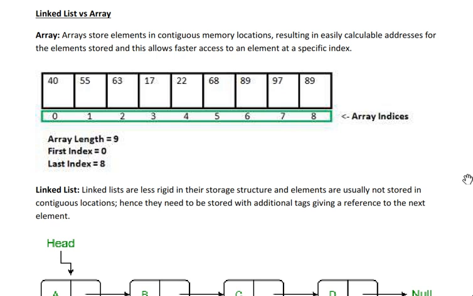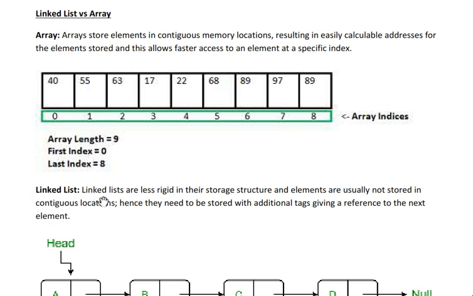Here, as you see, this is one array, and array indexes are the positions where the elements have been stored. So, at the 0 location, 40 is the value. It is the array length. So, what is the length of this array? It is 0 to 8, that is 9. The first index is 0 and the last index is 8.